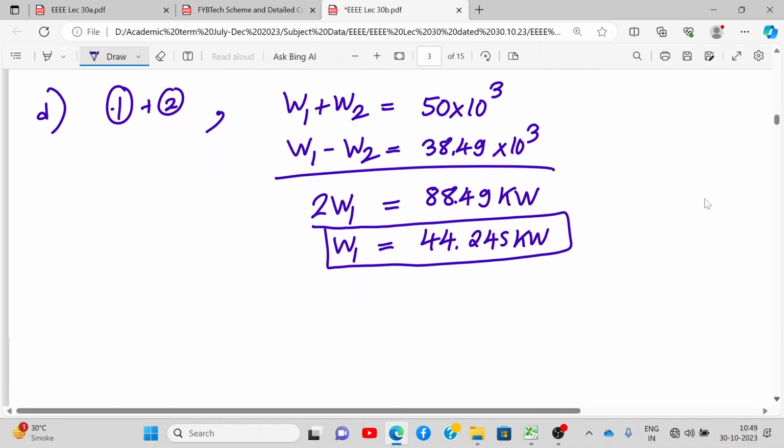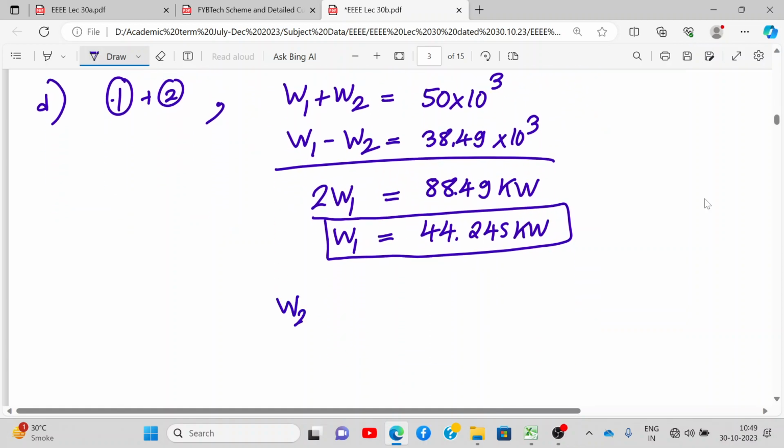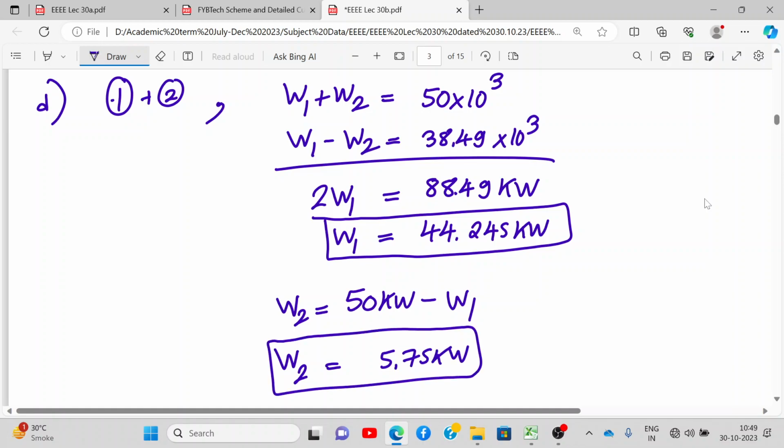Okay. Then how do we find W2? W1 plus W2 is 50. So W2 will be 50 kilowatt minus W1. So this is how we got the wattmeter readings of both the wattmeters. Understood? Pretty easy, only 2 formulas are there, that's it. Completed?